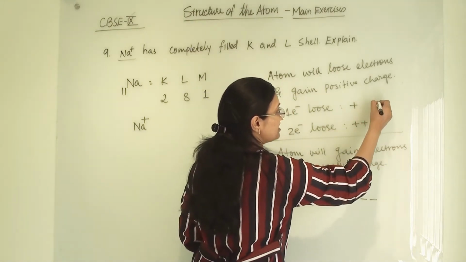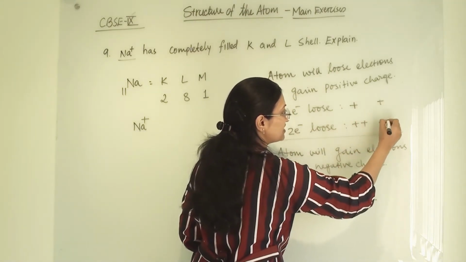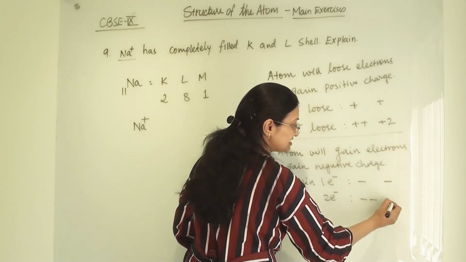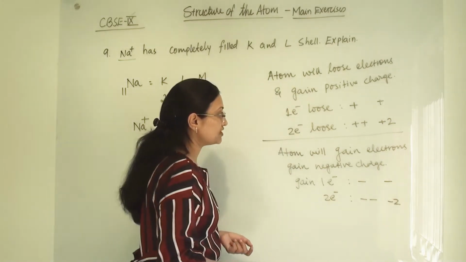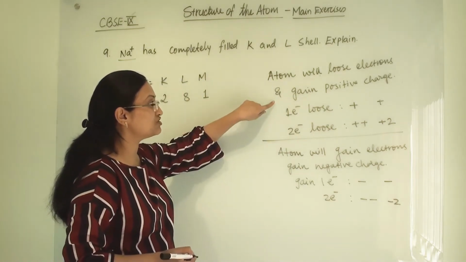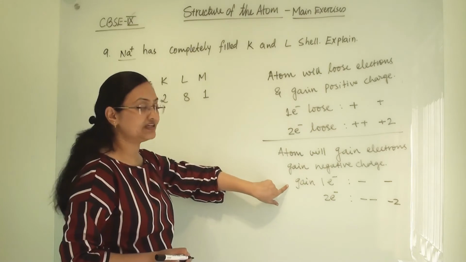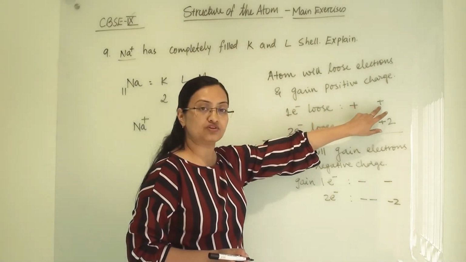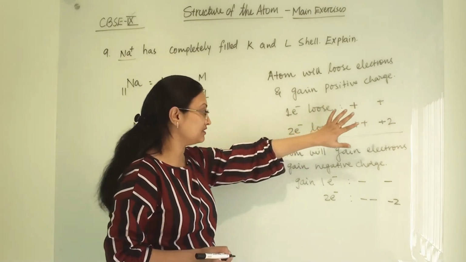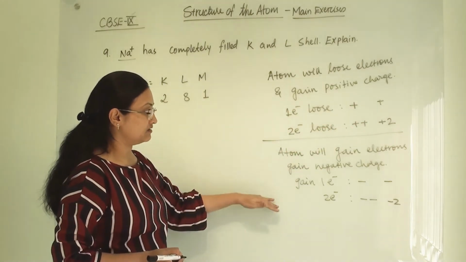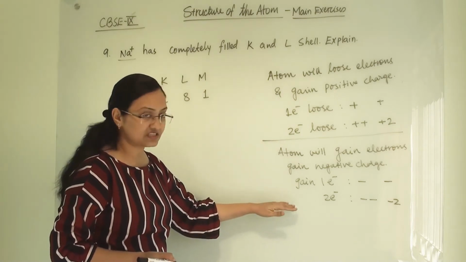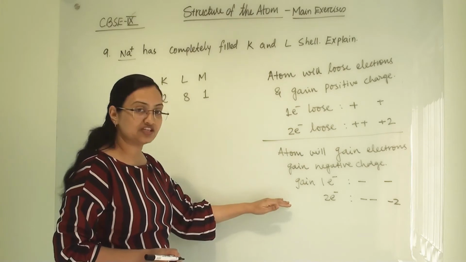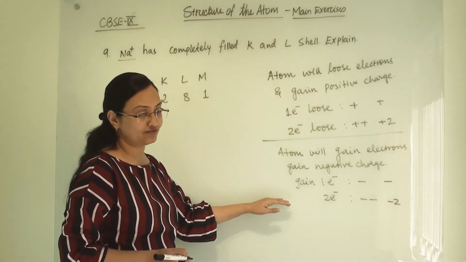In this case, we will write plus. In this case, we write plus 2. In this case, we write minus. In this case, we write minus 2. So it depends upon whether it is losing electrons or gaining electrons. However many electrons it loses, that many positive charges it will generate. And this becomes an ion. This is a positive ion, this is a negative ion. A positive ion forms after losing electrons, a negative ion forms after gaining electrons.